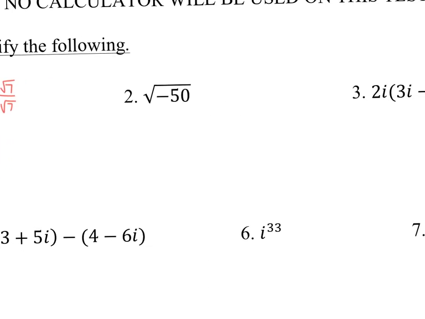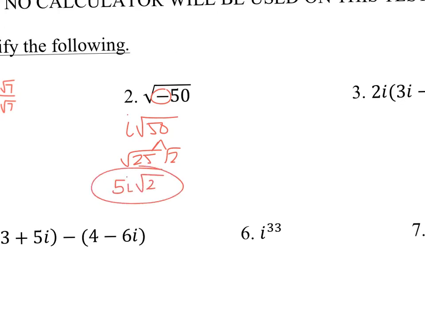If I look at number 2, I have a negative square root, so that means it's going to be an imaginary number. That negative I can yank out and make i times rad 50, and now I have to simplify 50. 50 is 25 and 2, so the square root of 25 is 5, so 5i square root of 2. I can't simplify the square root of 2, so I'm done.